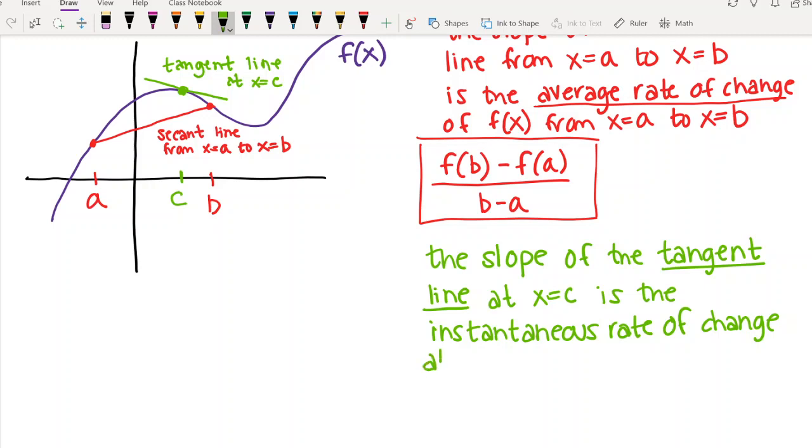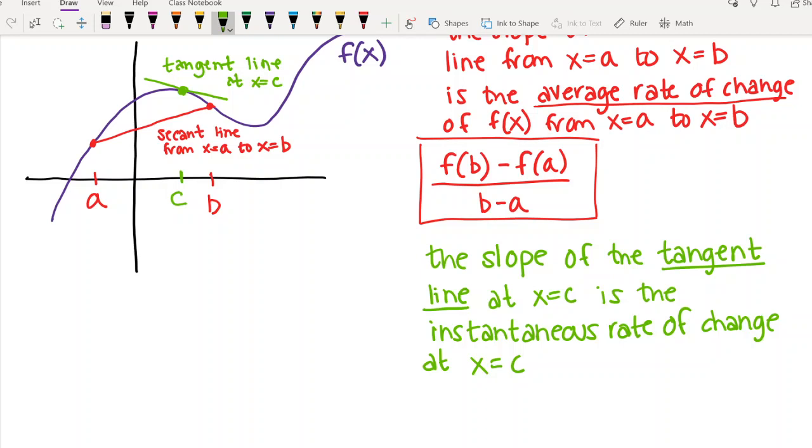At that particular x value. So maybe just to give you an idea of what we mean when we say instantaneous rate of change, think about driving a car. Your speed is going to vary throughout the trip. Sometimes you're going faster, sometimes slower. If you just look at how far you traveled and how long it took, you can figure out your average speed. So average speed would be like average rate of change.